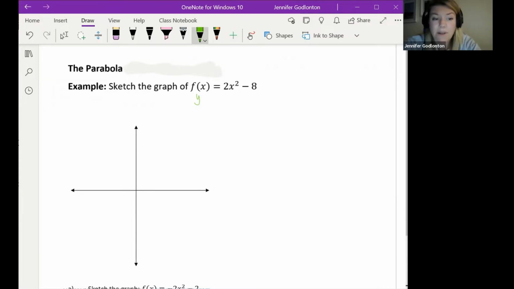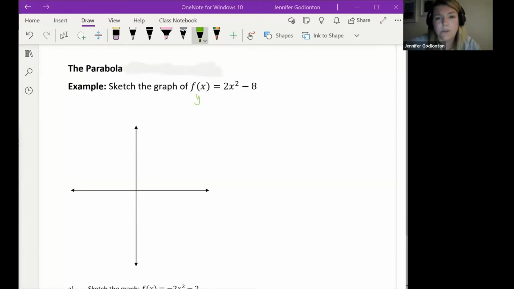So we've got y is equal to 2x squared minus 8. And if you want to write the y instead of the f of x, you definitely can do that, okay? The f is just telling us which graph it is. So when we label it, we're going to write an f.